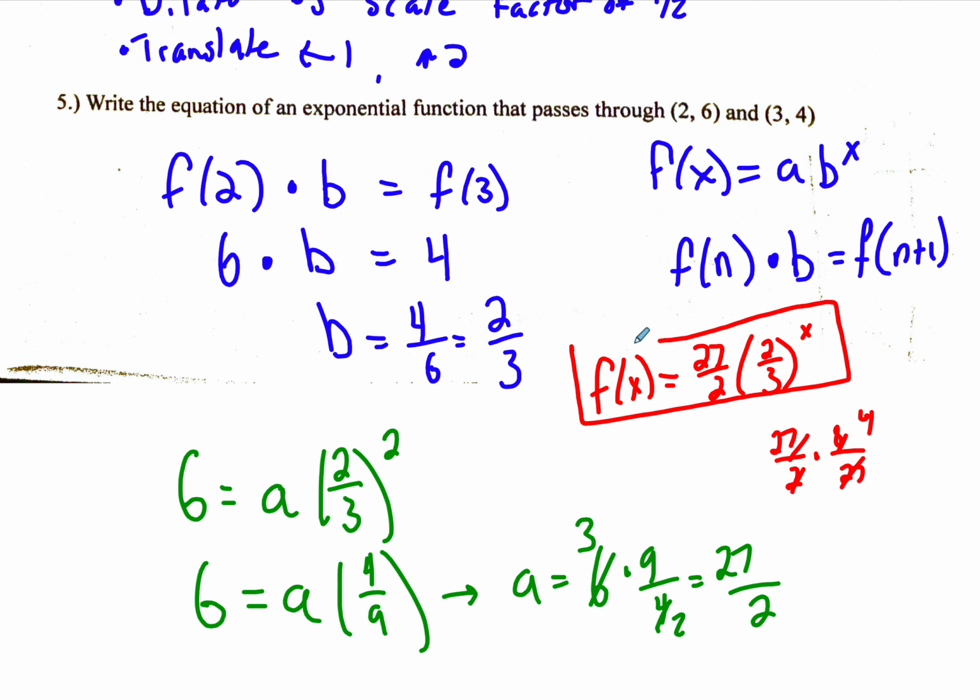So the idea is this: by whatever b is, if you multiply by b, you go from any f of x to the f of x plus 1. So if you were given 2 and 4, multiplying by b squared takes you from 2 to 4. Multiplying you by b cubed takes you from 2 to 5, and so on.